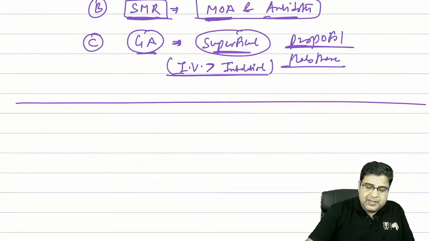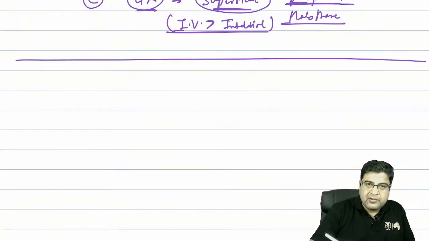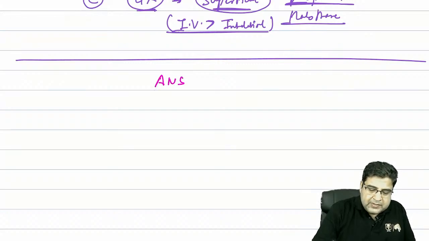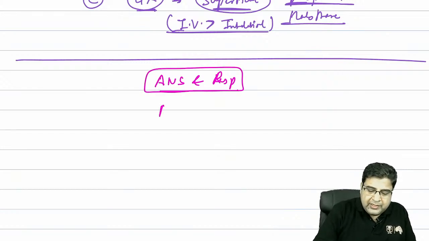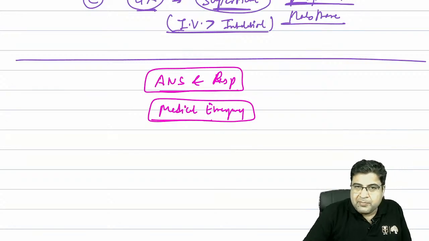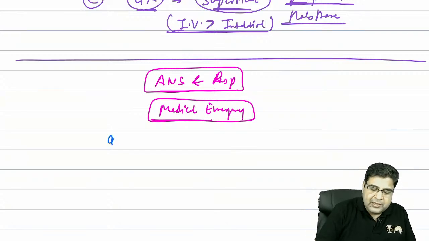Now, after this PNS, if you ask me, sir, which other topics are important, then we talk about the autonomic system and the respiratory system. So guys, only read the medical emergencies. I will mention which are the medical emergencies.